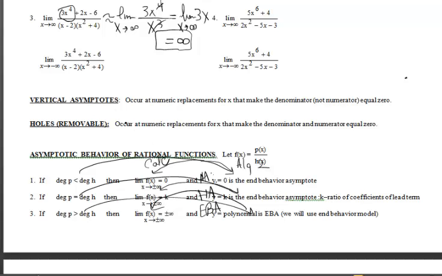Okay, just more practice. Let's look at this problem right here. The limit as x approaches negative infinity of the same function. Well, what we can say is that this limit is going to be approximated by the limit of the end behavior model.